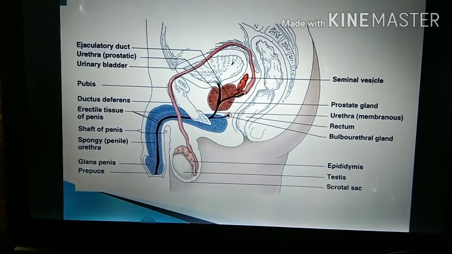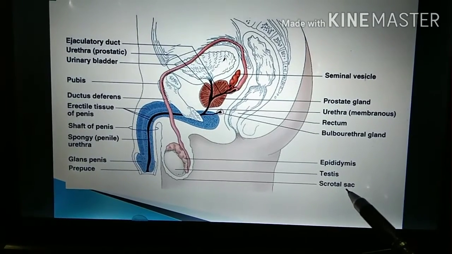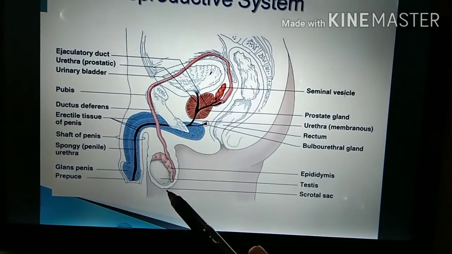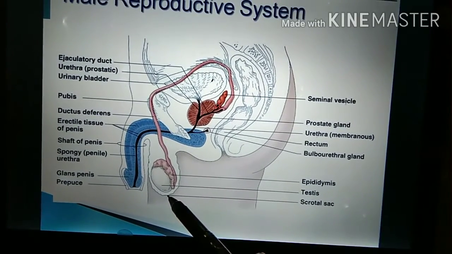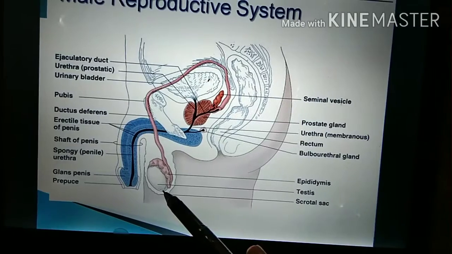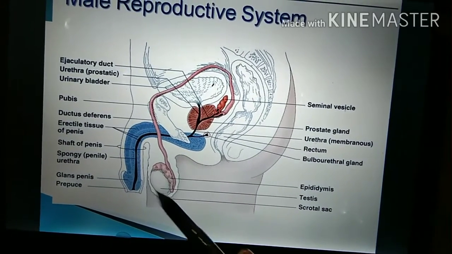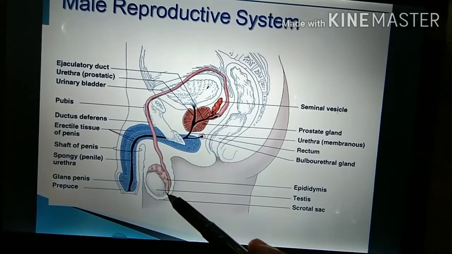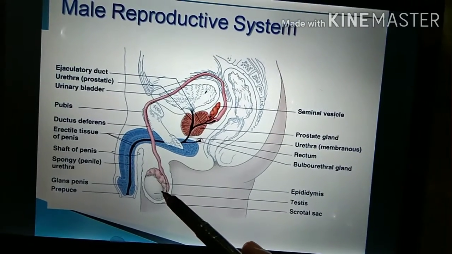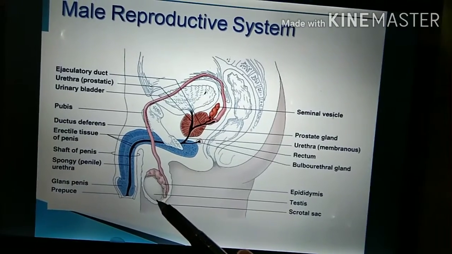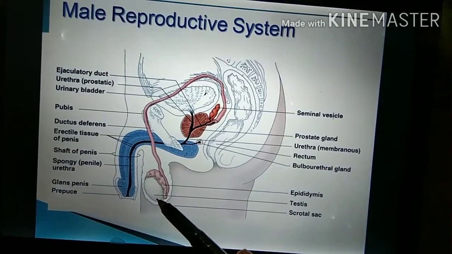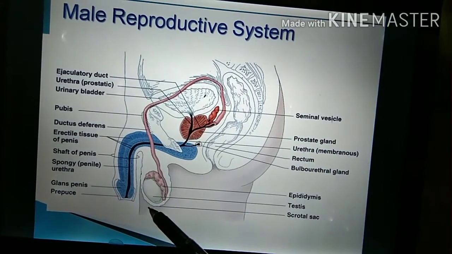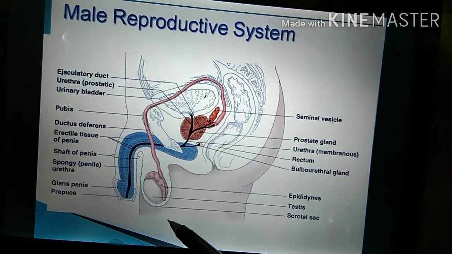The second part is what we call the scrotal sac or the scrotum, in this area. This is the loose pouch-like sac of skin that hangs behind and below the penis. So this is the penis, and here is the scrotal sac or the scrotum. It contains the testicles as well as many nerves and blood vessels. The scrotum acts as a climate control system for the testes.